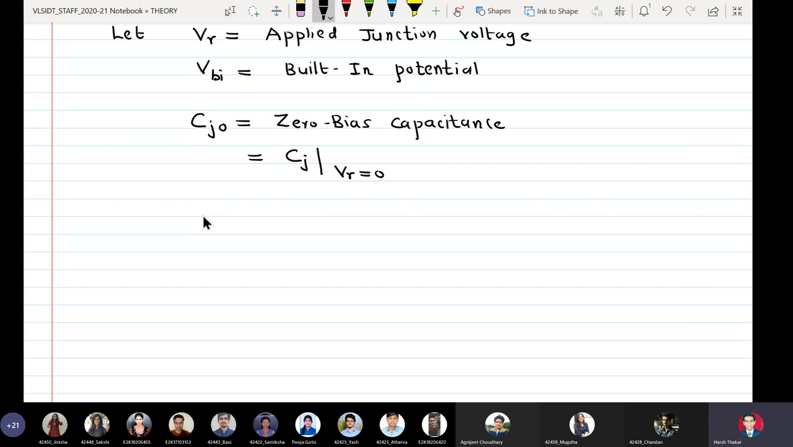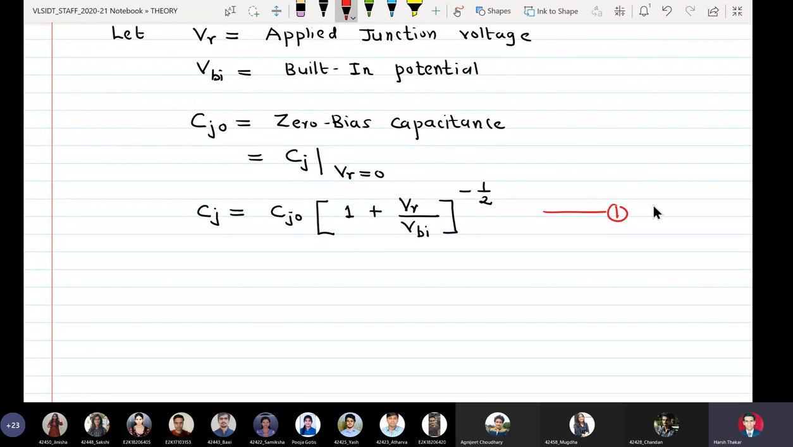Okay, and we have Cj equal to Cj0 into 1 plus junction voltage upon built-in potential, raised to minus 1 by 2. So let this be equation number 1.